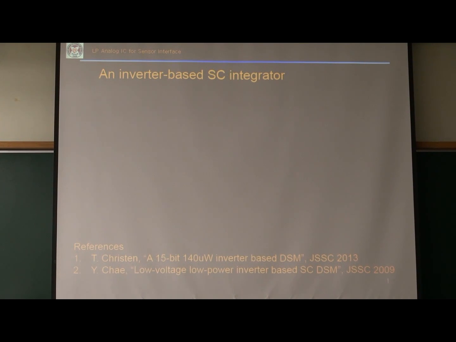Good morning, everybody. This is the last day of this class. We want to talk about the inverter-based switched capacitor circuit. We briefly talked about the inverter-based switched capacitor integrator in the preceding class. We will talk about more details about the inverter-based integrator. Those two are references.